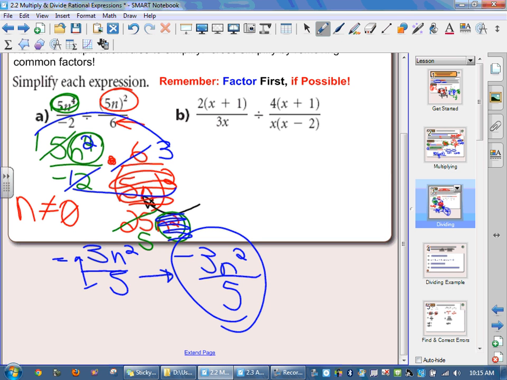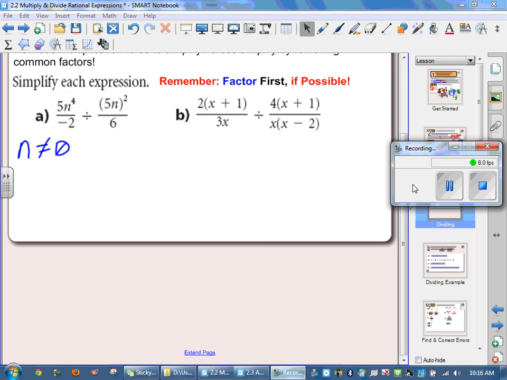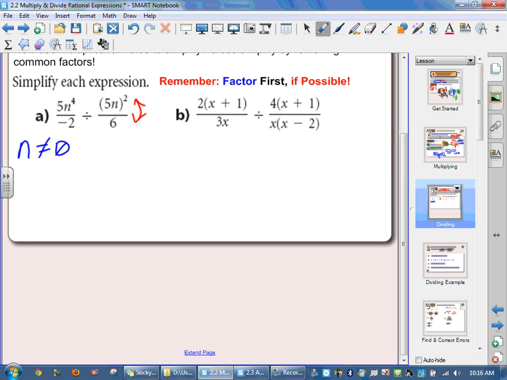Okay? So I'll give you a minute to write that down, and then I'm going to do it the other way. Okay, I put a non-permissible value down. Now I'm just going to do it the other way. Here's the long way. Again, I need to flip those guys. So I'm going to have 5n to the 4 over negative 2, times 6 over, and now I'm just going to put that 2 in, 25n squared. So that's what I start with.